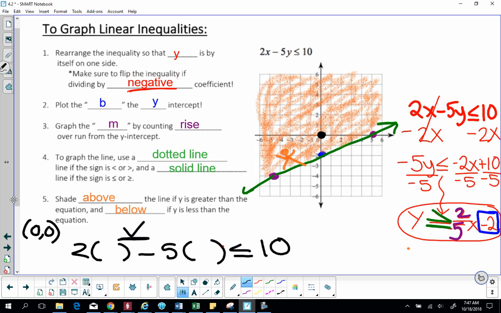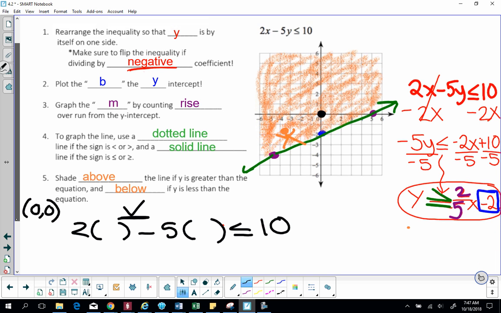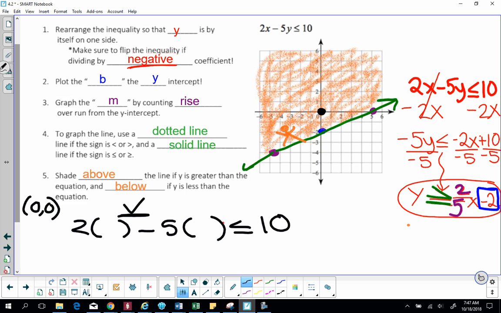So I'm rewriting the original equation. What's your x value in 0, 0? And your y? 0. What's anything times 0? 0. What's 0 minus 0? 0. Is 0 less than or equal to 10? Yes. So I know I've shaded it correctly.